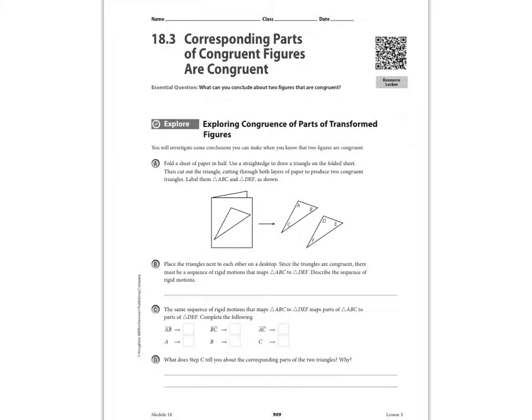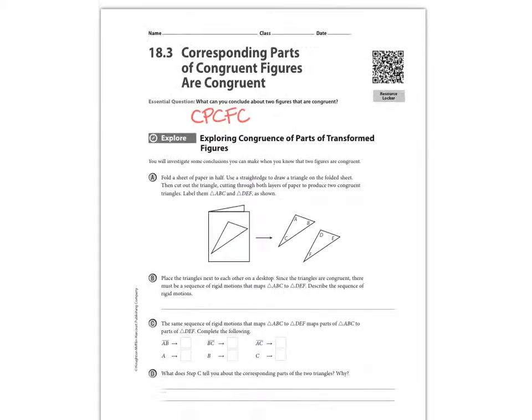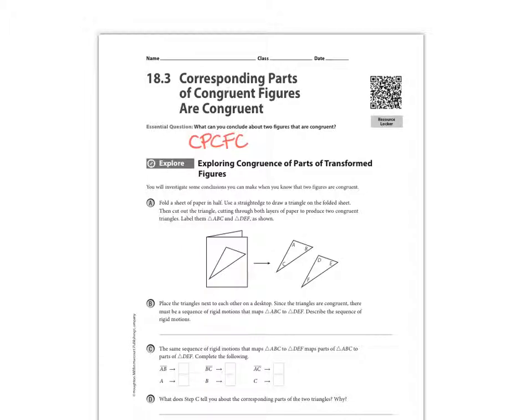Let's take a look at 18.3, which is corresponding parts of congruent figures are congruent. I'm going to abbreviate this, and every time I write CPCFC, that is shorthand for corresponding parts of congruent figures are congruent, and that parts refers to angles and also sides. So the corresponding parts means the corresponding angles or the corresponding sides.